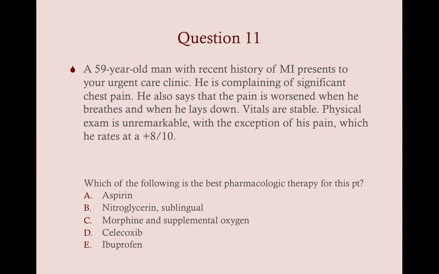Okay, so question 11 gives us a 59-year-old man with a recent history of MI. He's presenting to your urgent care clinic complaining of significant chest pain. He also says that the pain is worsened when he breathes and when he lays down. Vitals are stable. Physical exam is unremarkable, with the exception of his pain, which he rates at an 8 out of 10. Which of the following is the best pharmacologic therapy for this patient? Is it A, aspirin, B, nitroglycerin, C, morphine, D, celecoxib, or E, ibuprofen?